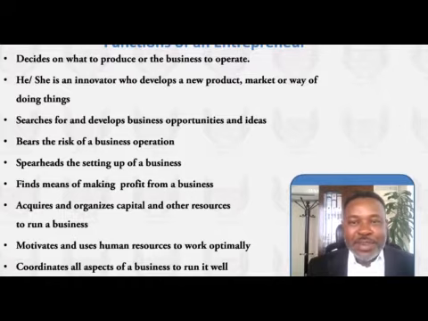Let's look at the functions of an entrepreneur. An entrepreneur performs a lot of functions. He decides on what to produce or the business to operate. He or she is an innovator who develops a new product, market, or way of doing things. He searches for and develops business opportunities and ideas, bears the risk of a business operation, spearheads the setting up of a business, finds means of making profit from a business. Furthermore, he acquires and organizes capital and other resources to run a business. He motivates and uses human resources to work optimally and coordinates all aspects of a business to run it well.